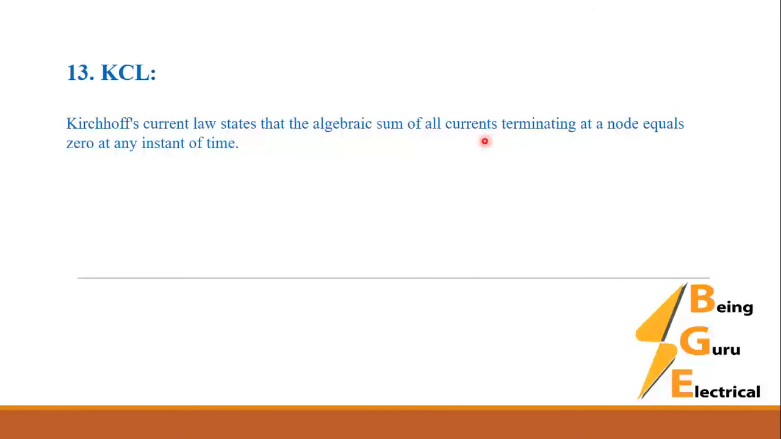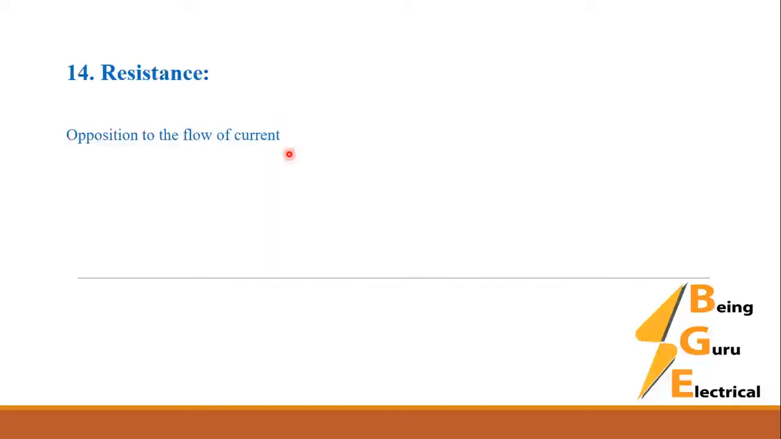Then we have another for the current, KCL, Kirchhoff current law. It states that the algebraic sum of all currents terminating at a node equals zero at any instant of time. Like, all the current entering the node or leaving the node should be equal to zero at any instant of time. This is KCL.